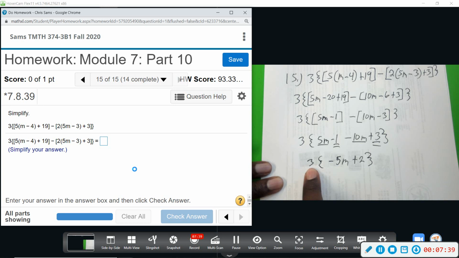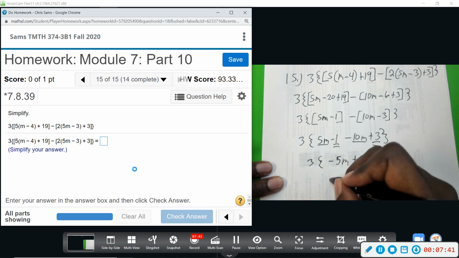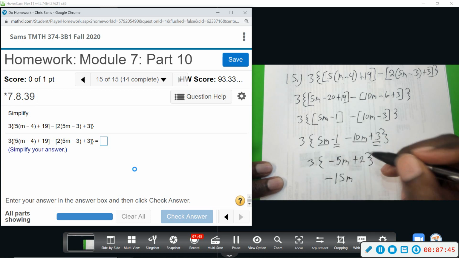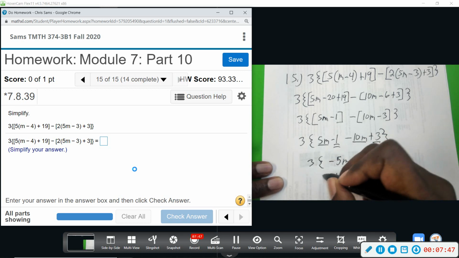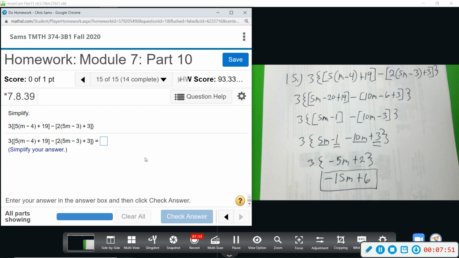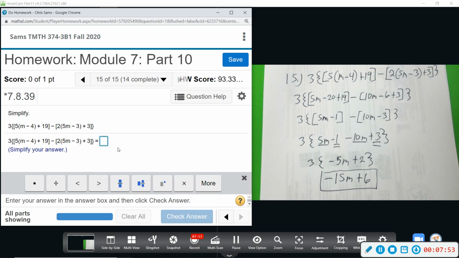And then now we're going to distribute by 3 both of these. So that will give us a negative 15m plus 6. So just one step at a time, work inside out. Be careful to keep track of your signs.